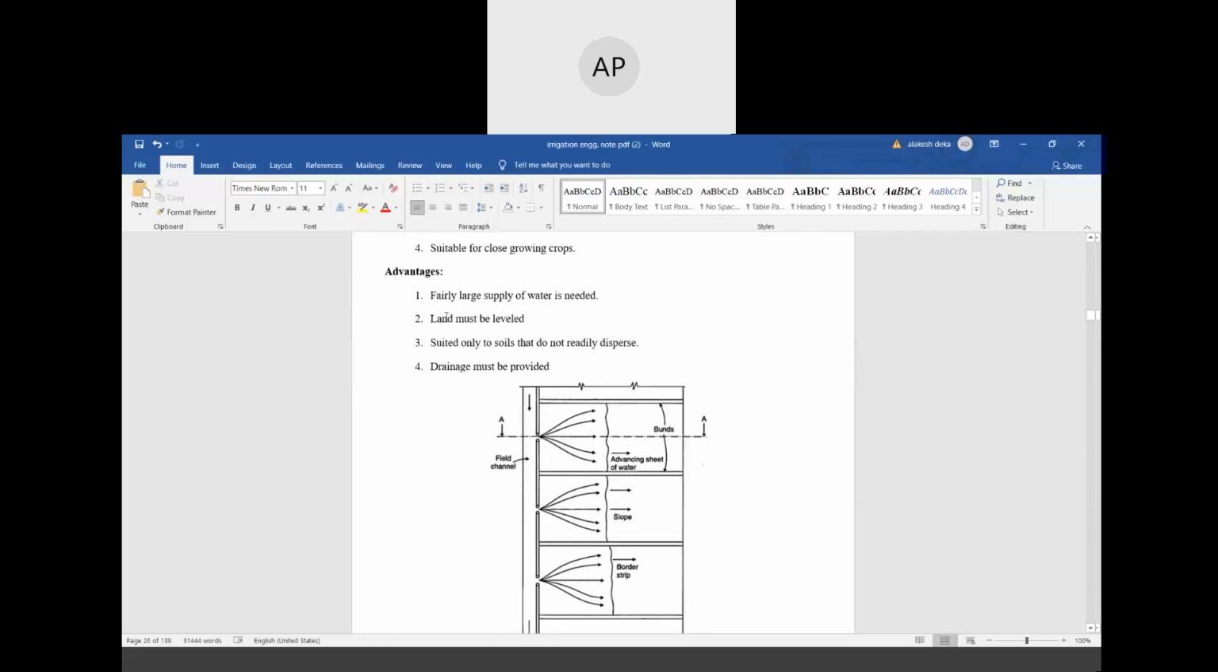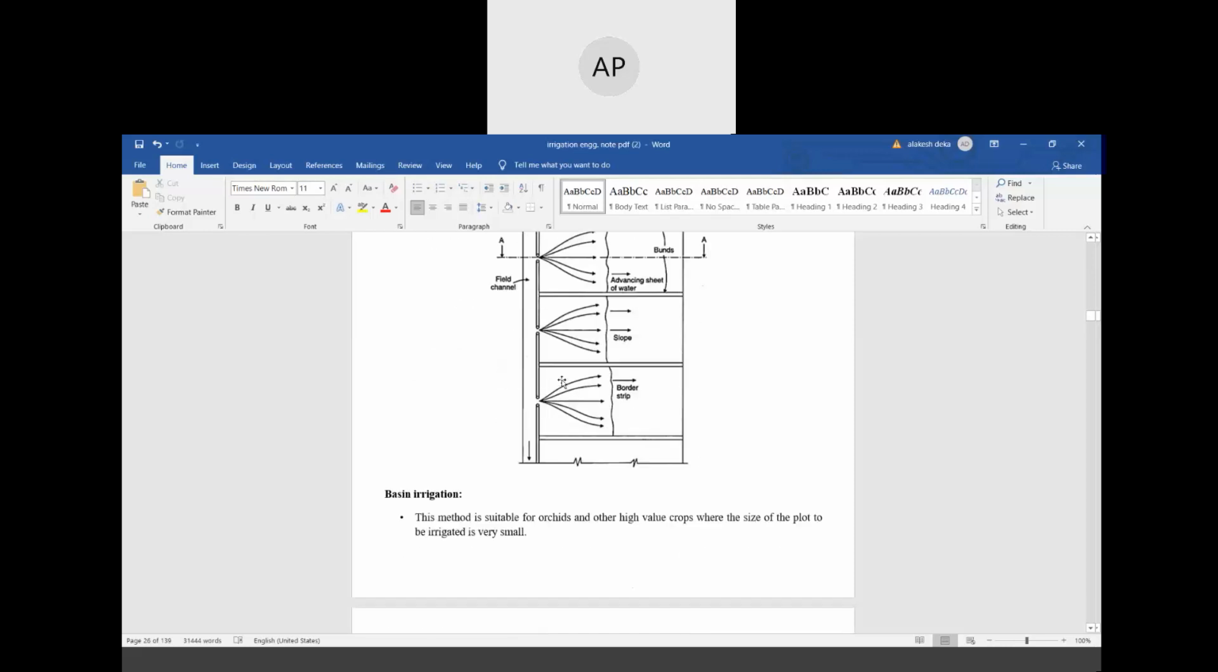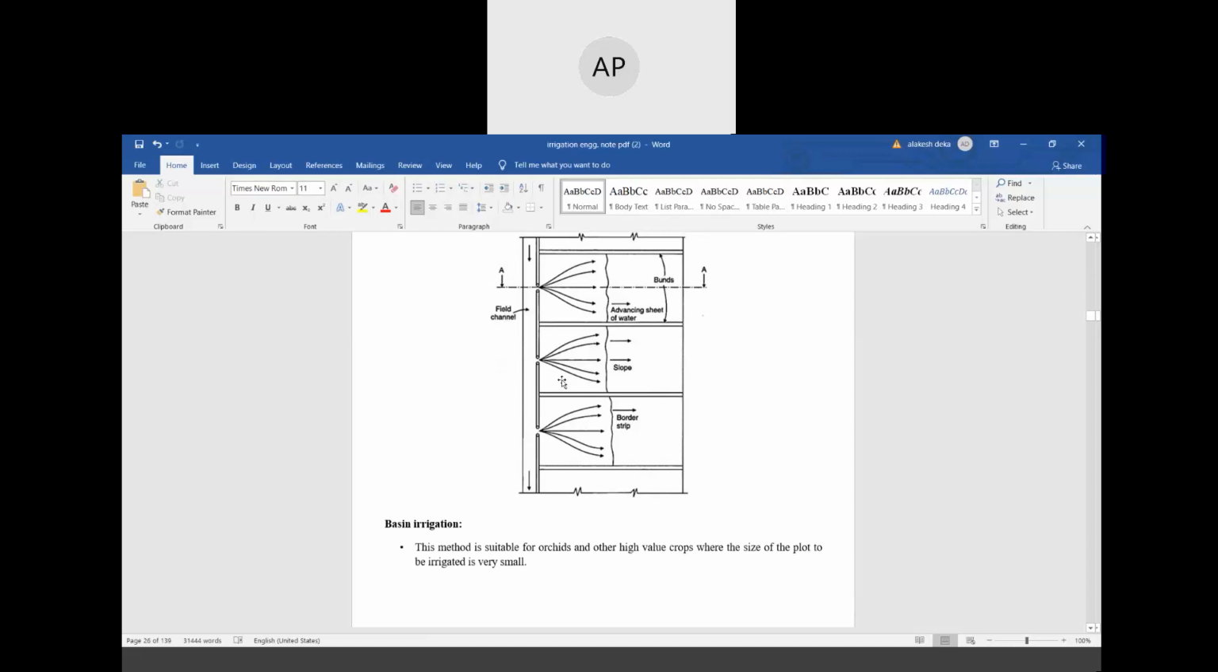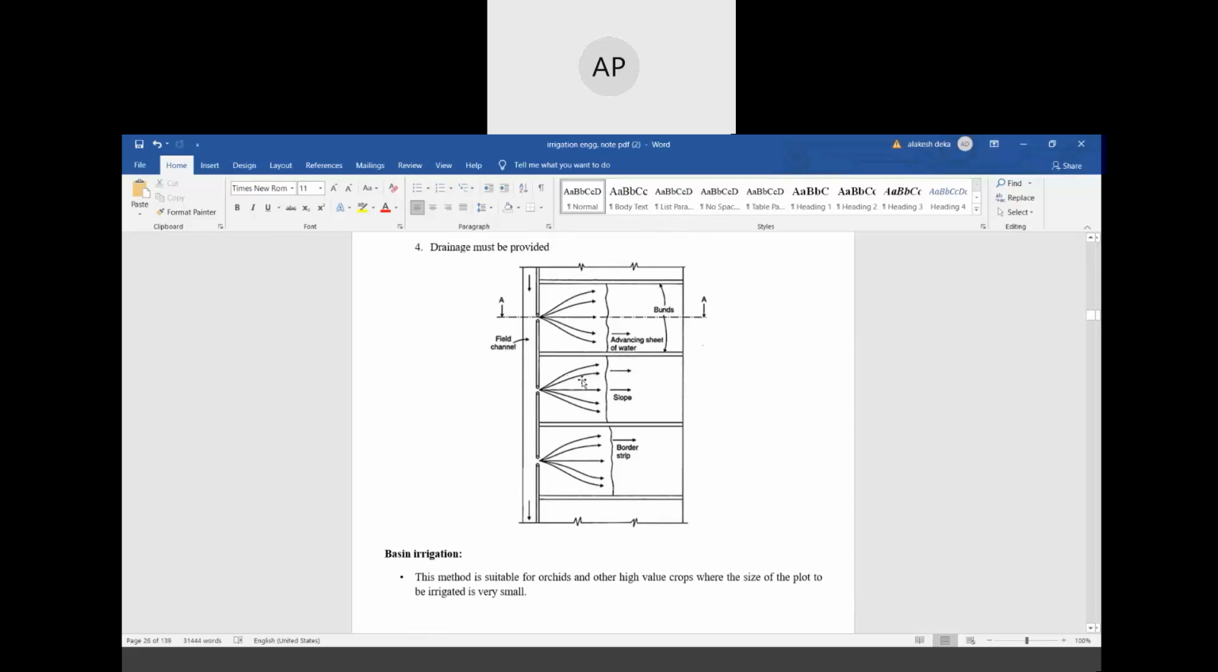Disadvantages of this method: a fairly large supply of water is needed. Land must be leveled, and it is suited only to soils that do not readily disperse. Next, drainage must be provided. Okay, so next, move to basin irrigation.